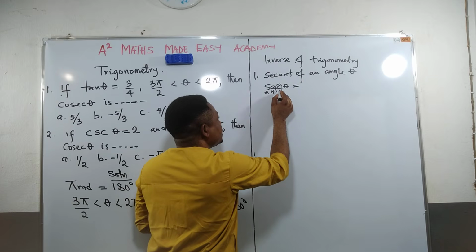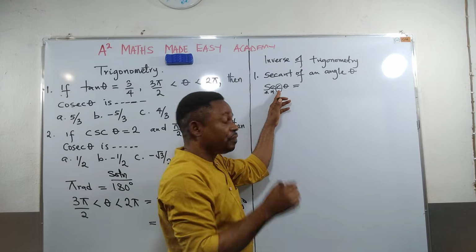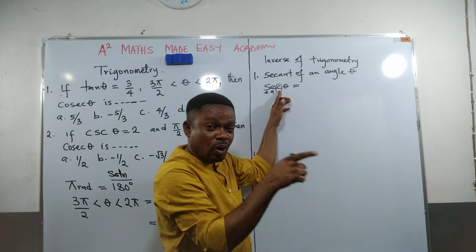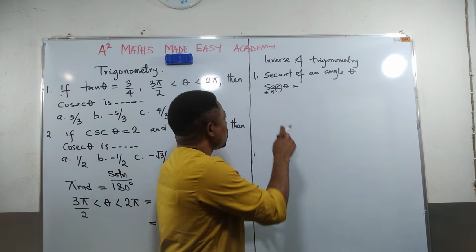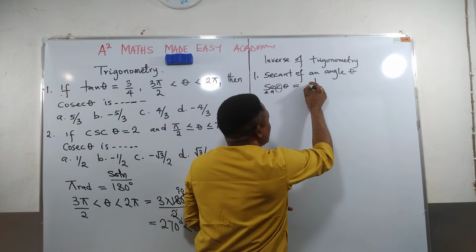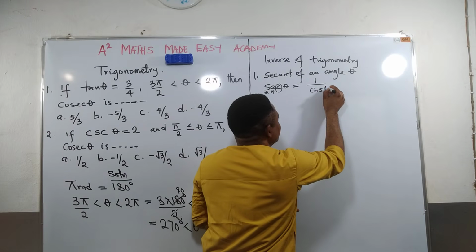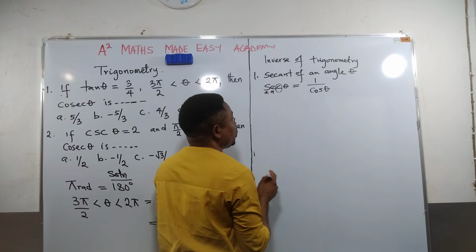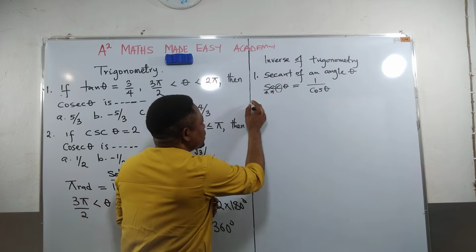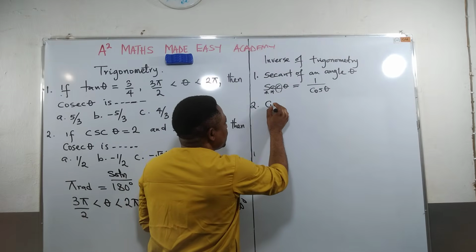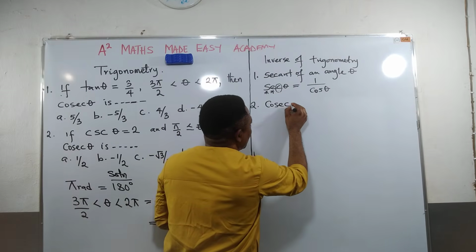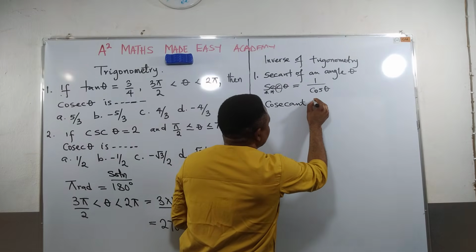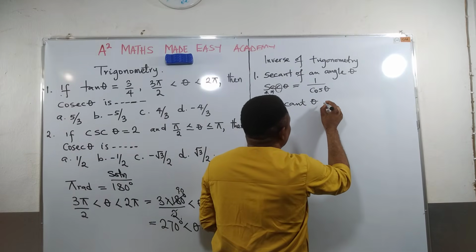Can you see that this third letter, which is C, signifies cos? So sec theta is 1 over cos theta, and that is one of the inverses of trigonometry. Then the second one I'm going to discuss here is what we call cosecant theta.